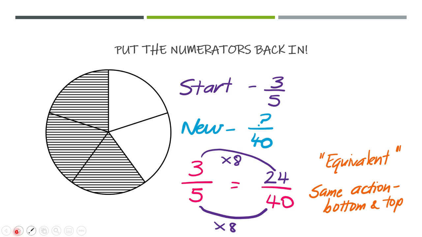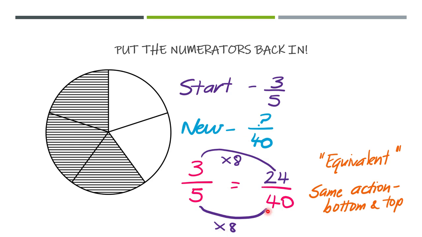Once we've worked out the denominator, we have to go back and put in the numerators. So let's go back to that first fraction that we had, 3/5. Now my new denominator is going to be 40, so I need to work out what my new numerator will be. To find that 40, I did 5 and I multiplied it by 8 to get 40.